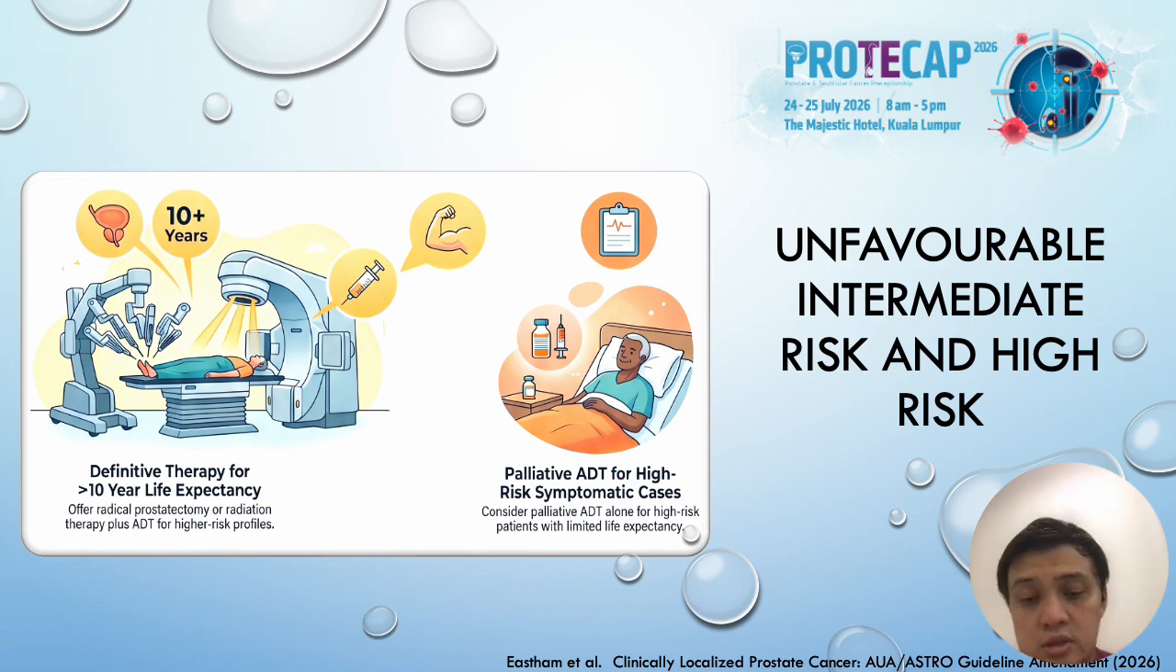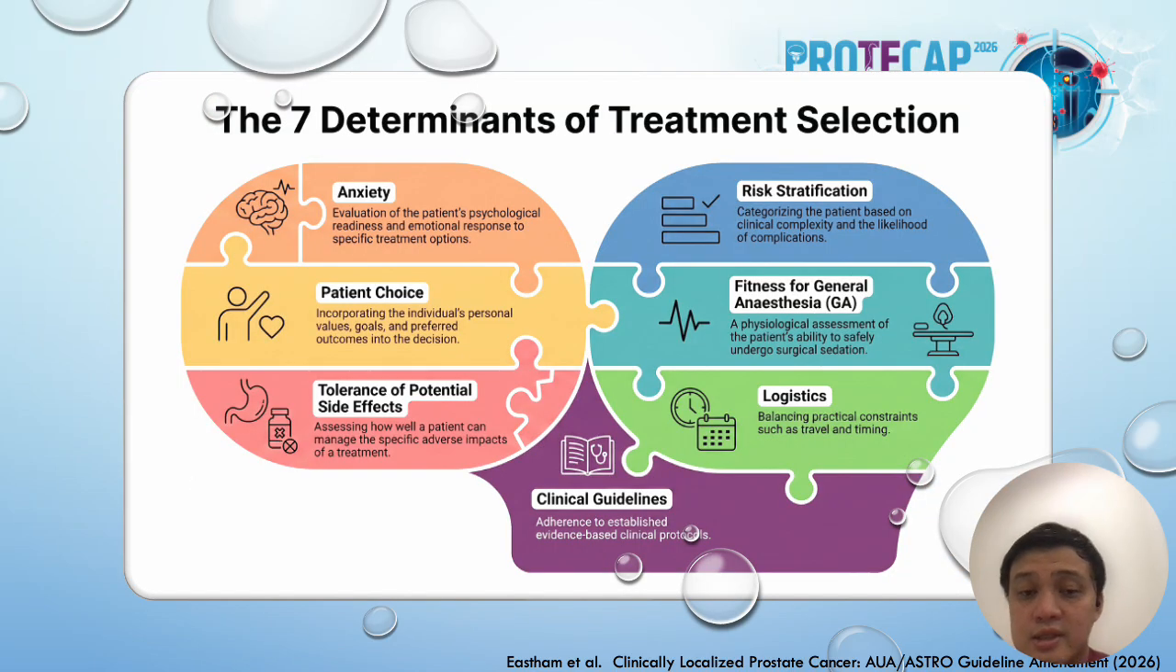For some patients who are not really fit for surgery or radiotherapy and have a PSA doubling time of less than 12 months, plus a PSA more than 50 with Gleason 5, you may opt for palliative ADT. Okay, but guidelines are guidelines.